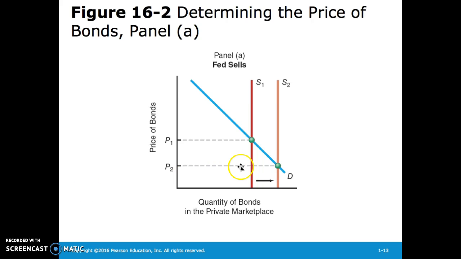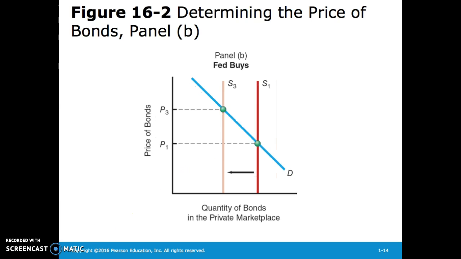This graph shows that as the quantity of bonds increases, or the supply increases, then we move down the demand curve for bonds and we end up with a lower price. Conversely, if we reduce the supply of bonds, the price of bonds will increase.